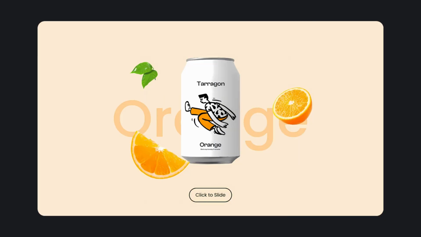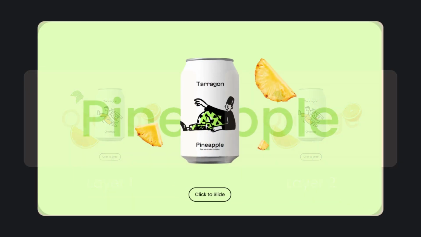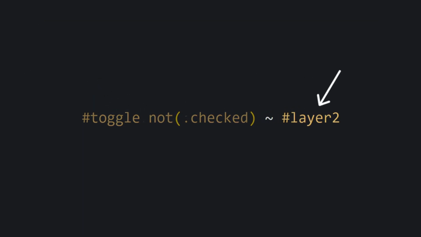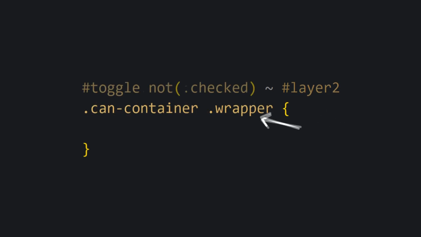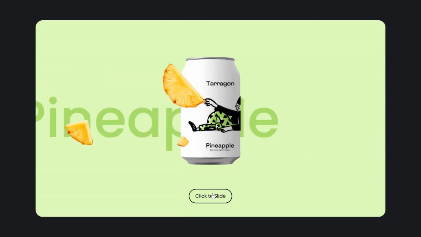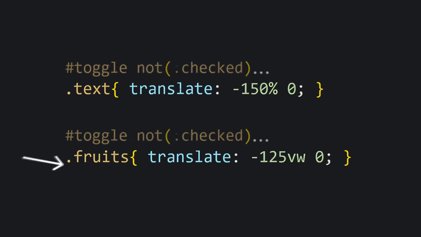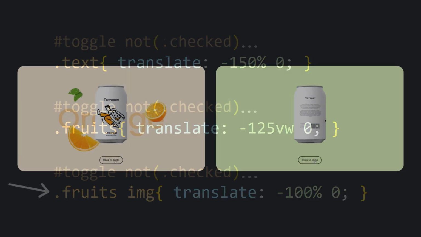Now coming to layer 2, the elements are arranged when toggle is checked, which is the reverse of layer 1. So when the checkbox is not checked, target layer 2's wrapper and change its position as shown. Similarly, translate the text, fruits container, and fruit images as shown.